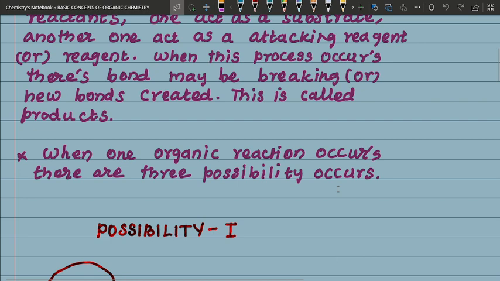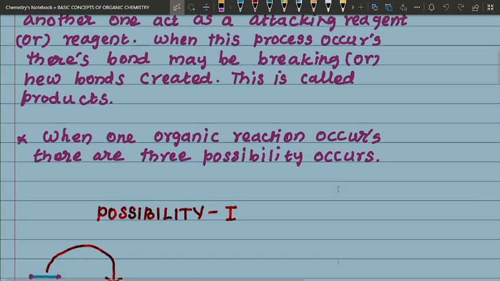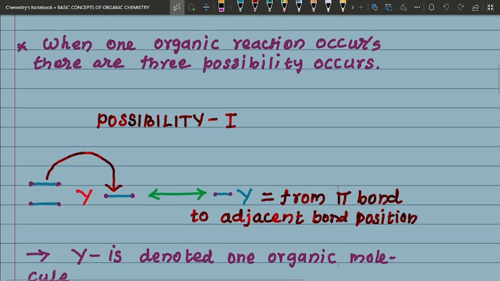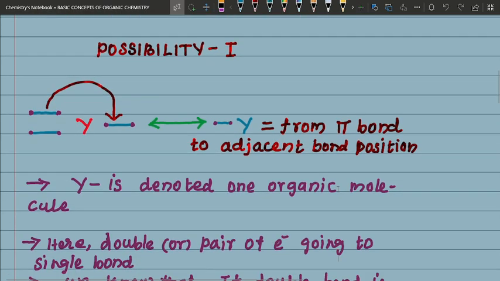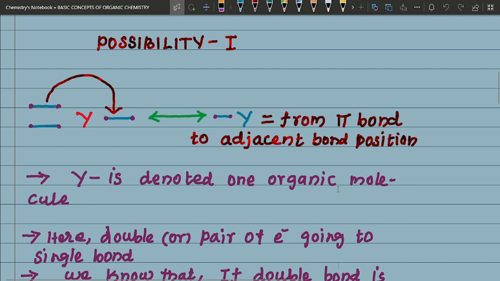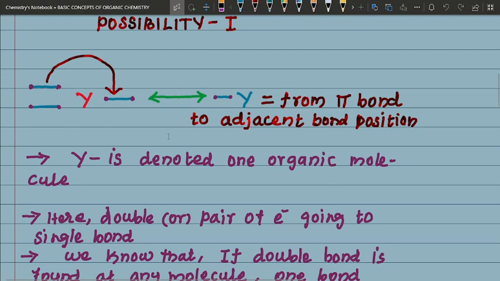When an organic reaction occurs, there are three possibilities. Let's see. Possibility one, shift. Here, Y denotes one organic molecule. We can consider it as an organic molecule. Let's see below. Please see this reaction.